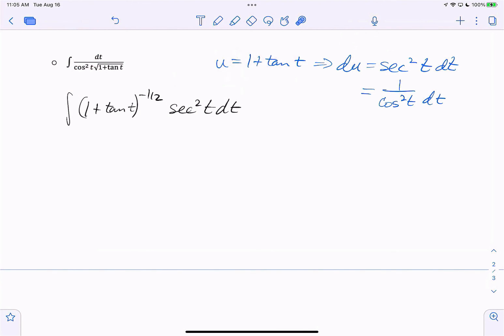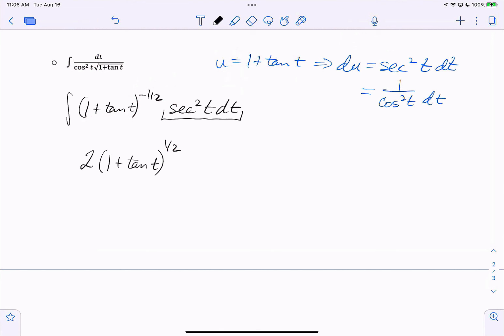What I'm actually integrating is this base, 1 plus tangent of t, to the negative 1/2 power. To integrate to the negative 1/2 power, 1 plus the tangent of t will now be to the 1/2 power, right? And then divide by the new exponent. So I multiply by 2. And then the question is, where does the secant squared of t go? Well, that's my du. And so it gets kind of eaten up in the integral.